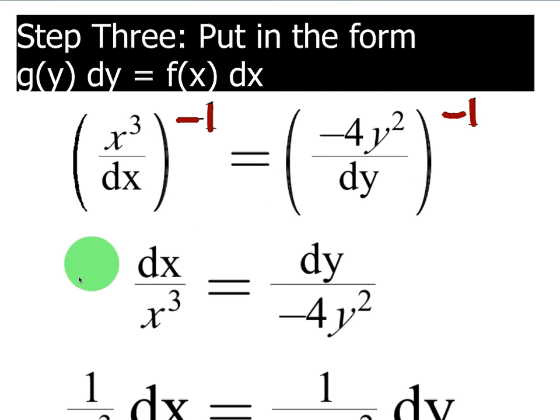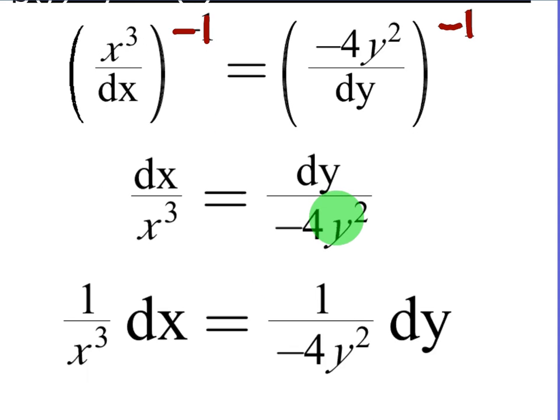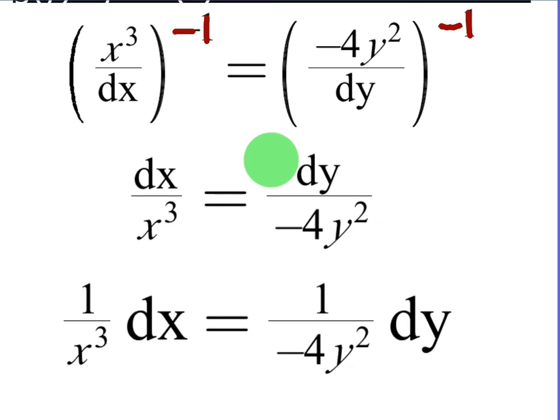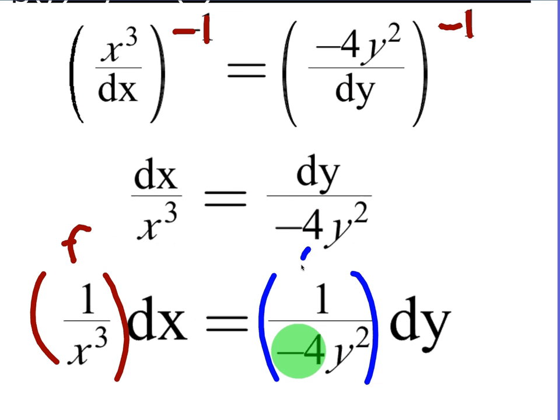So that flips them, puts the dx up here and the dy up here, and then x cubed on the bottom, negative 4y squared on the bottom. And then we want to put it in the form g of y dy and f of x dx. So basically, I'm going to move this x cubed out. That's going to be my f of x, right here. And then I'm going to move this out too and put it under 1, and that's going to be my g of y. Okay?